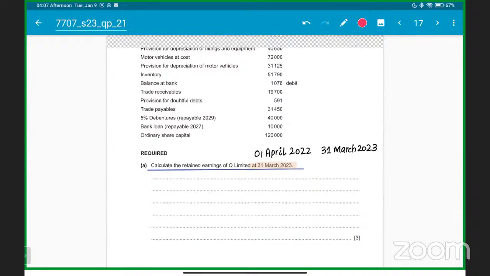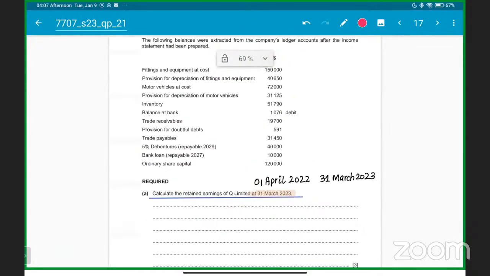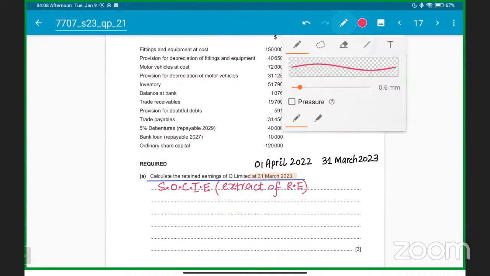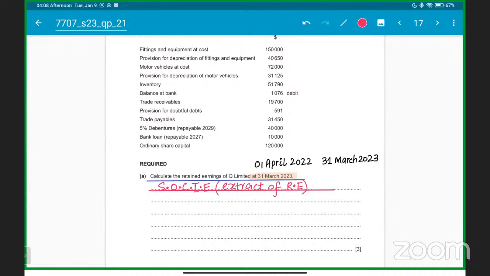You don't have to do any interest, anything. Always remember what they're asking is the statement of changes in equity that we have talked about in one of the previous questions: statement of changes in equity, extract of the retained earnings section. Everyone there with me, following? Extract of the retained earnings section.